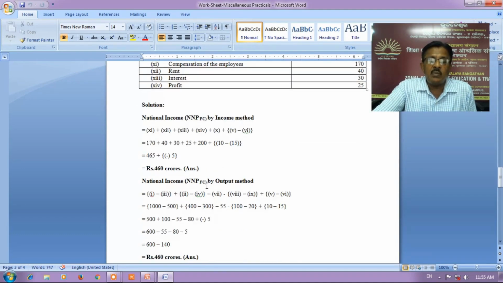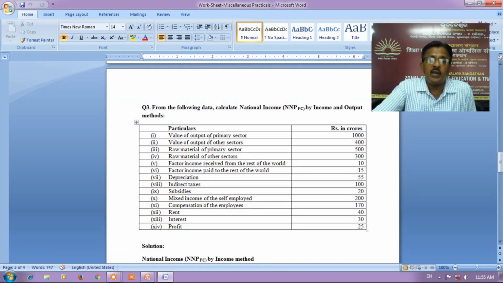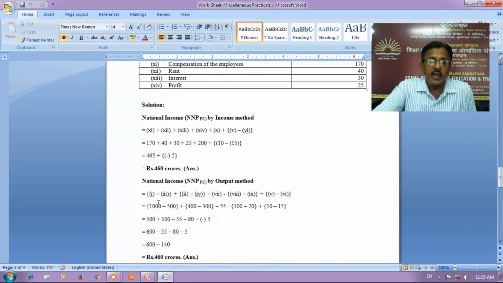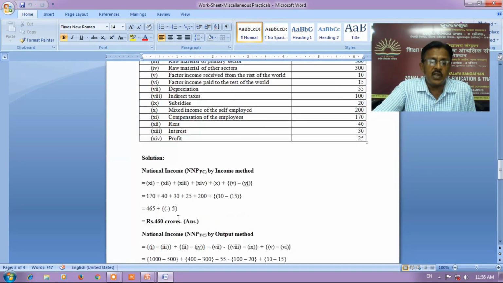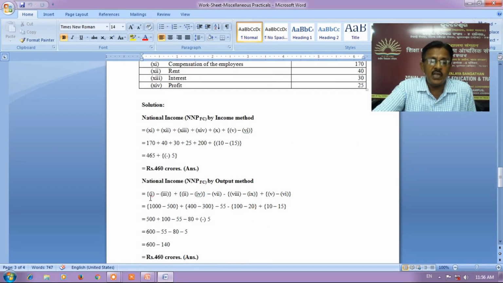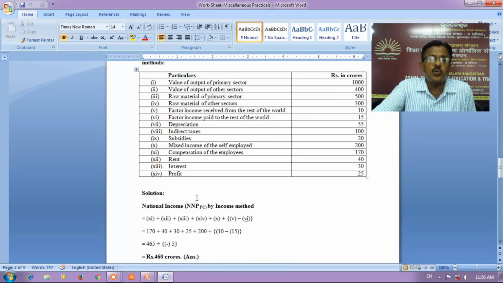Then national income by output method, that is value added method. So item number 1, what is item number 1? Value of output of primary sector. Minus 3, what is this? Raw material of primary sector, that is intermediate consumption. So 1 minus 3, that is value added by primary sector. Like that, item number 2 minus 4. Item number 2 is value of output of other sectors, that is secondary and tertiary sectors, both put together. Then item number 4, raw materials of other sectors, that is intermediate consumption of the secondary and tertiary sectors.